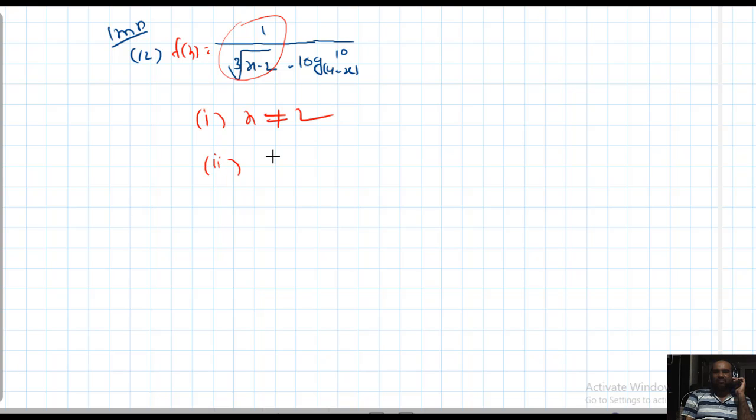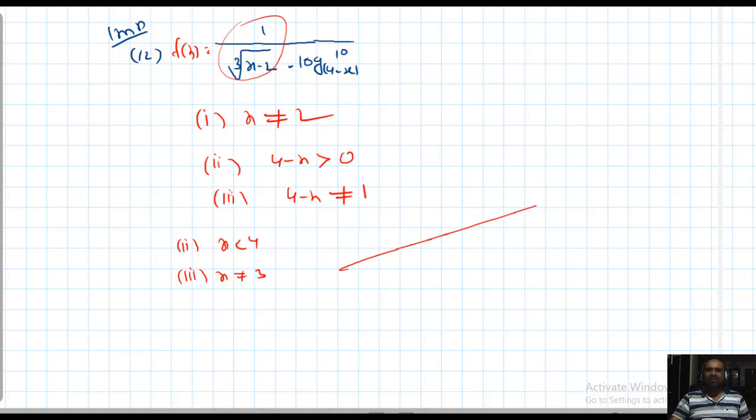Second case is 4 minus x greater than 0. Third case is base should not be equal to 1, so 4 minus x is not equal to 1. Now I want to find the common x which satisfies all these three conditions. The second condition says x should be less than 4. The third condition says x should not be equal to 3.